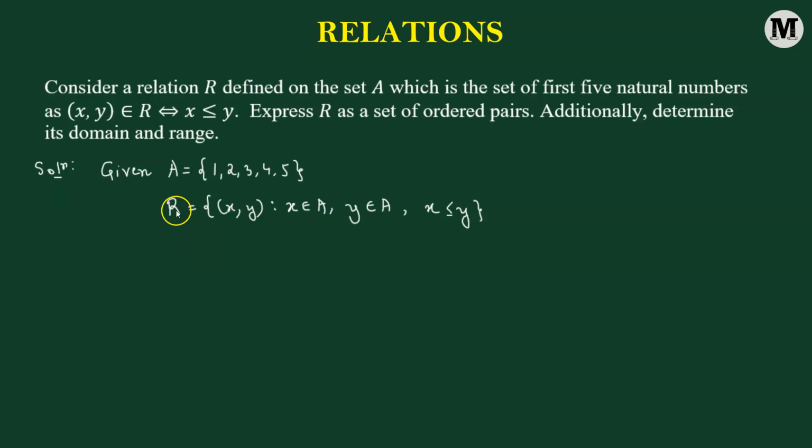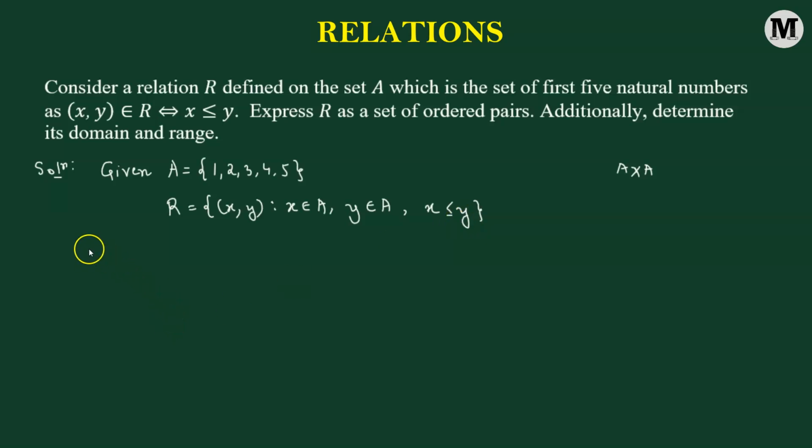Since R is a relation on the set A, that simply means we have the universal set, which is the Cartesian product of the set A with itself. And from this Cartesian product, we have to find out certain ordered pairs which follow the relation that x is less than or equal to y.